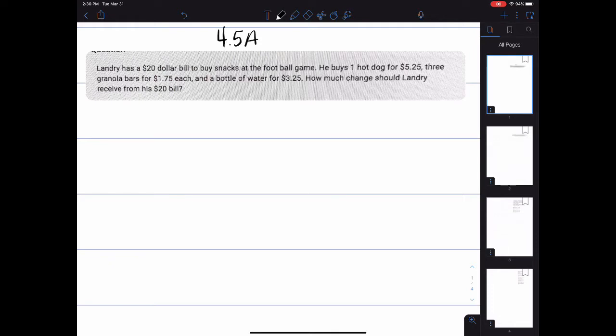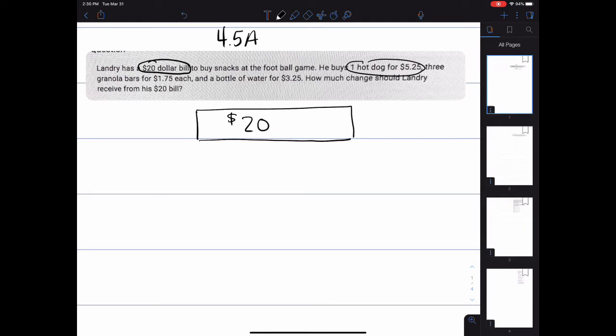So it says Landry has a $20 bill to buy snacks at the football game. So $20 is the total amount of money that he has. So I'm going to put my total on top. Then it says he buys one hot dog for $5.25. So I'm going to put one hot dog for $5.25. He bought 3 granola bars for $1.75 each.